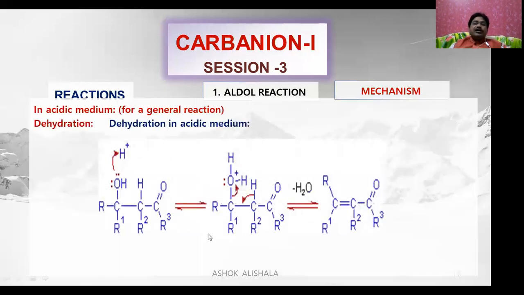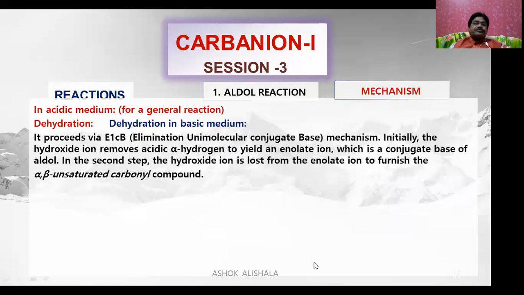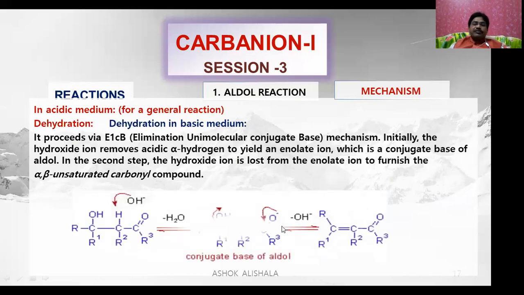You can see this is the dehydration step, where the beta hydroxy group will take the proton in acidic medium by heating. Then it becomes an oxonium ion, which loses a water molecule, and you will get an alpha beta unsaturated carbonyl compound. Now let us see that is the dehydration step. In the case of the acidic medium, it proceeds via the E1CB mechanism. Initially, it is the same, repeated. You can see the conjugate base of the aldol.